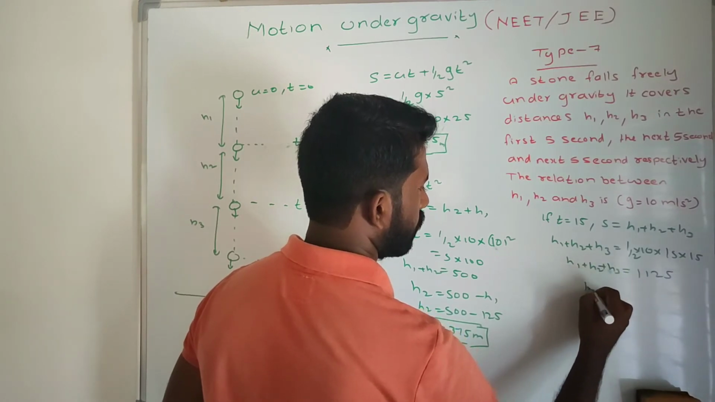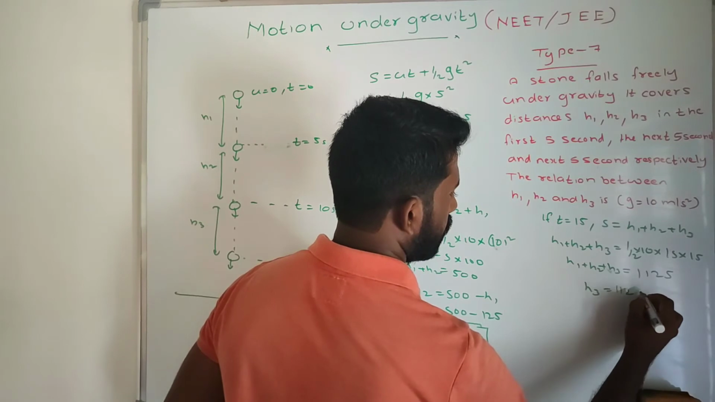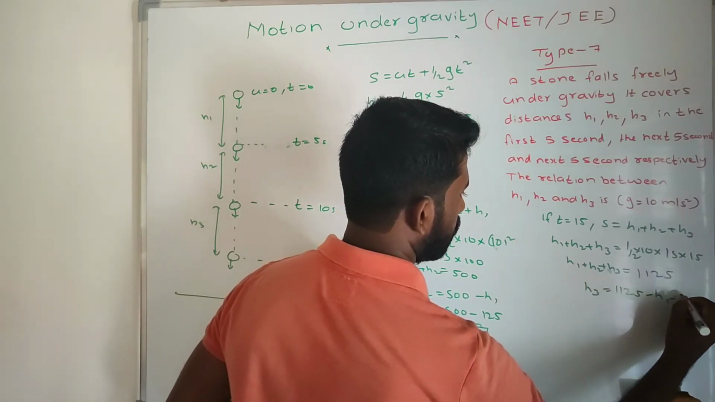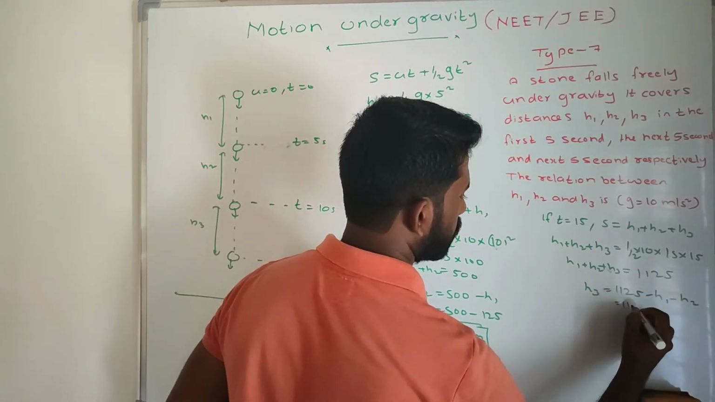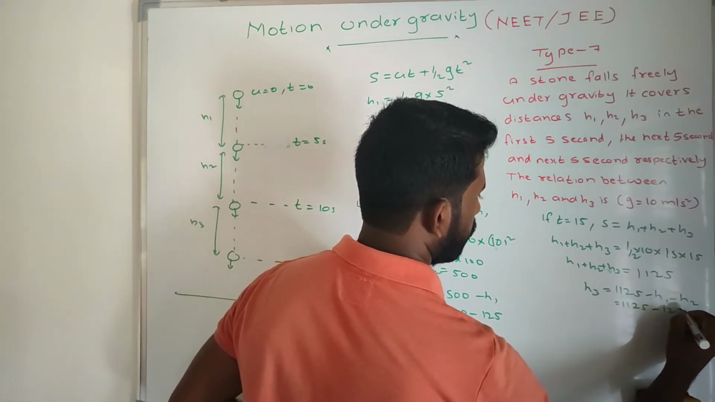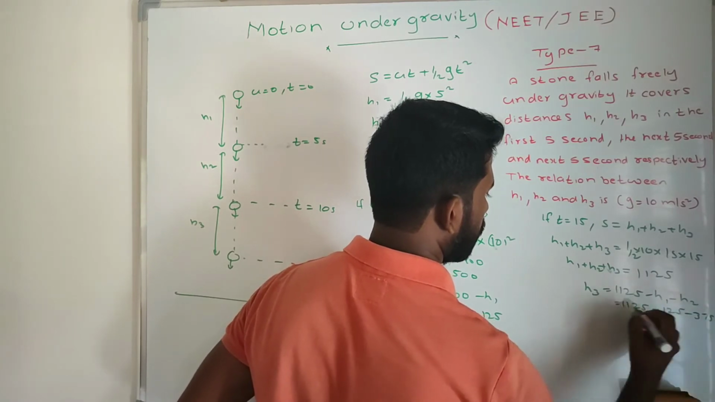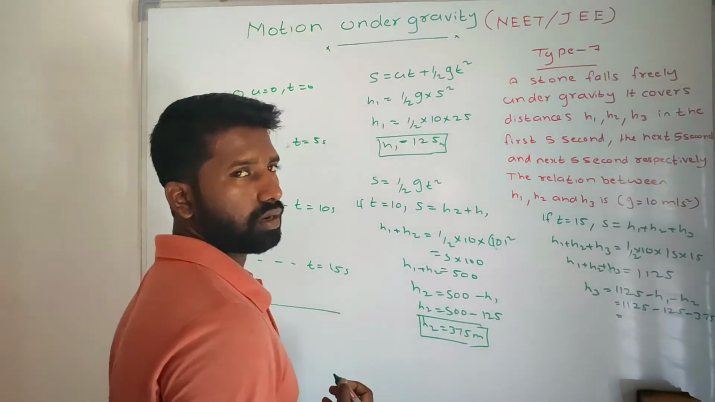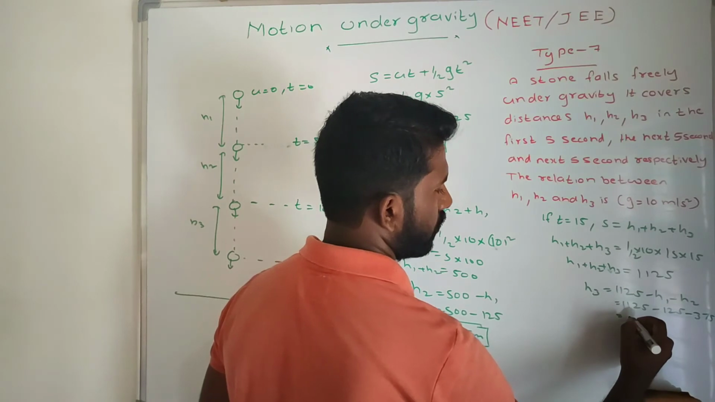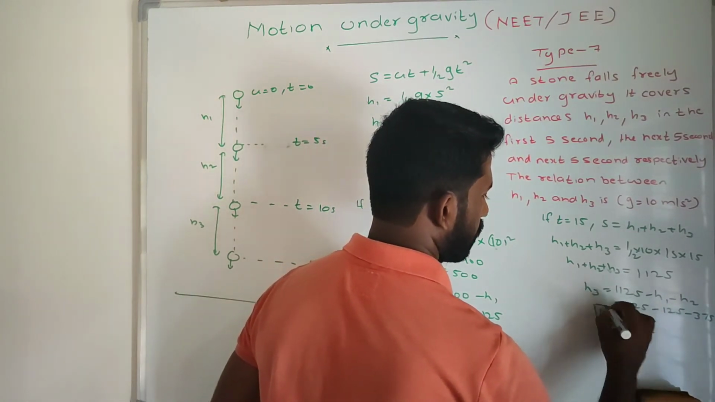We need h3. So h3 is equal to 1125 minus h1 minus h2. So 1125 minus 125 minus 375. So how much? 1125 minus 500, that is 625 you get. That is h3. Okay, clear?